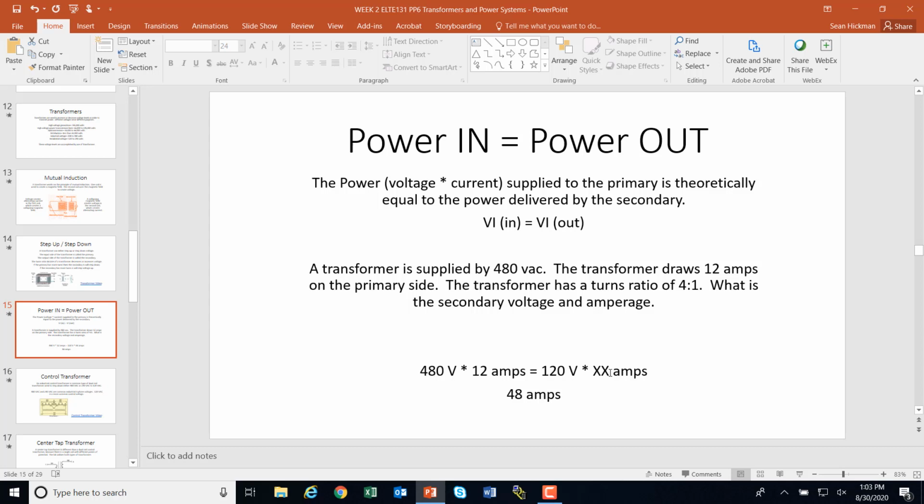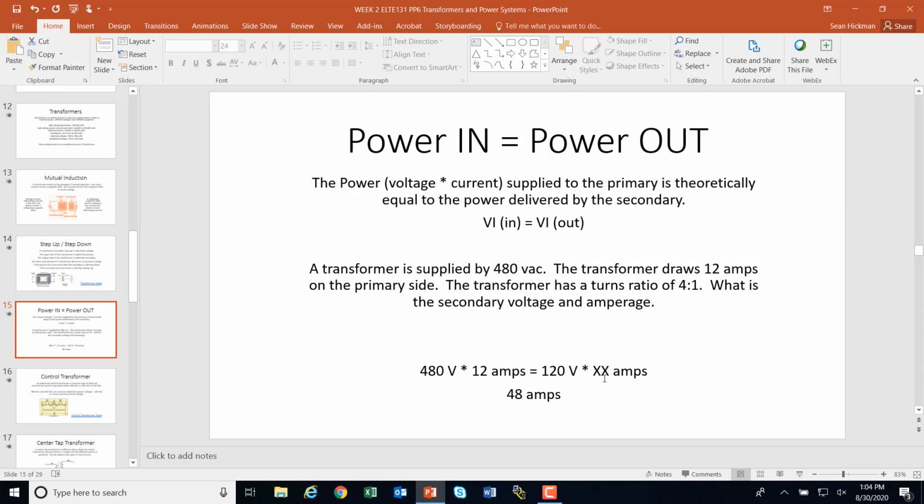And so what do we have? Well, if we cut the voltage by a quarter, doesn't that mean that we have to multiply the amps by the reciprocal of that, times 4? So one more time, the voltage gets cut down to 1/4, and therefore we have to take the amps and multiply it by 4. So 48. If you do it on your calculator, you'll see that 480 times 12 equals 120 times 48 amps. So notice that by stepping down the voltage, we increase the amperage quite a bit on the secondary, okay?